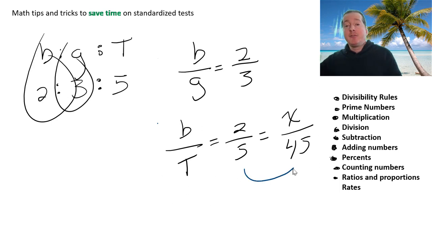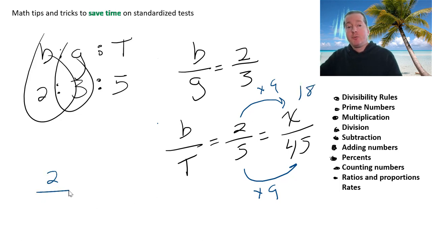To get from 5 to 45, what did I do? I multiplied by 9. So to get from 2 to x, I multiply by 9. So x is 9 times 2. X is 18. Or if I wanted to write it this way, 2/5 equals x over 45. Well, what did I do?